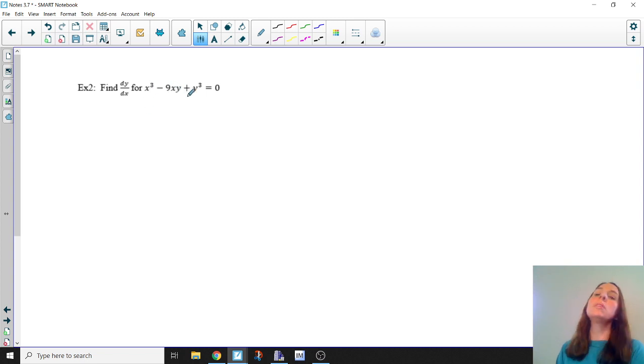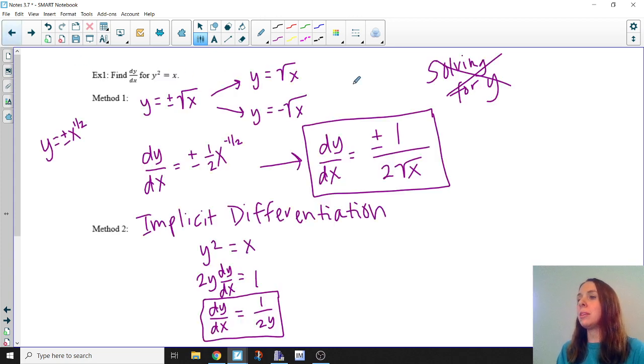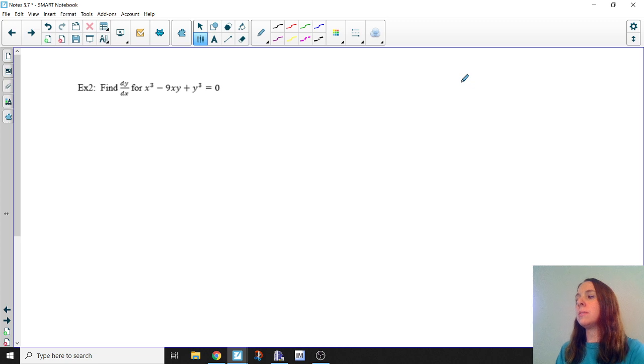All right, so this one is a little bit more complicated, and I'm just going to warn you right here, for this middle term we are going to need to use product rule. Keep that in mind so that it's not a surprise when we get there. Again, this is one where we're not going to solve for y. We're definitely not going to use that method 1 solving for y thing. So good thing we said we're not, right? We're going to use implicit differentiation.